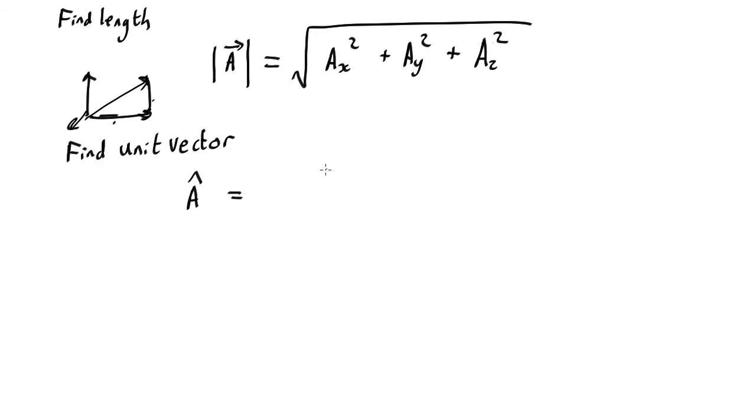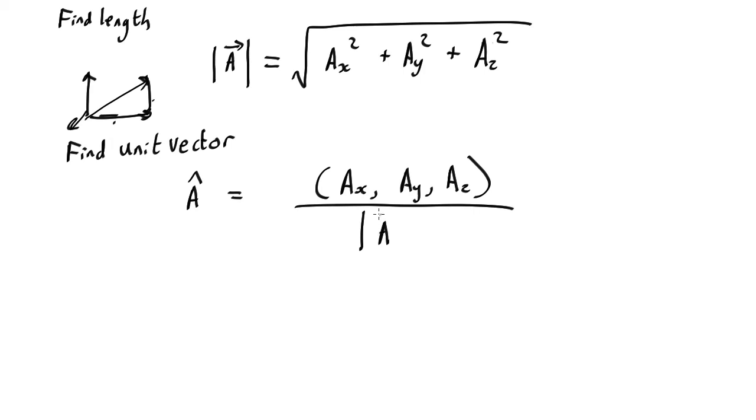So this is going to be the vector ax, ay, az divided by the magnitude of the vector, which we just worked out up here.